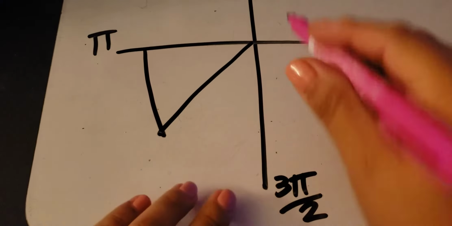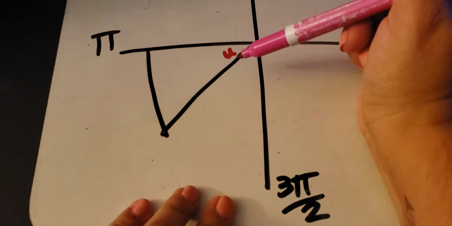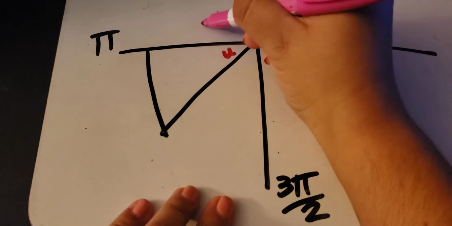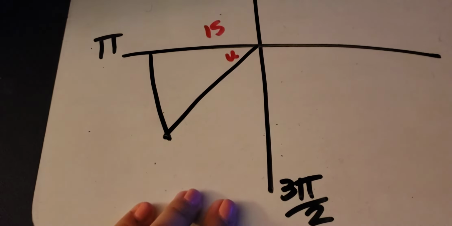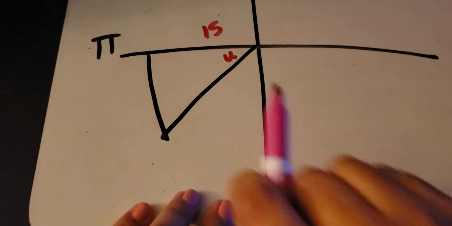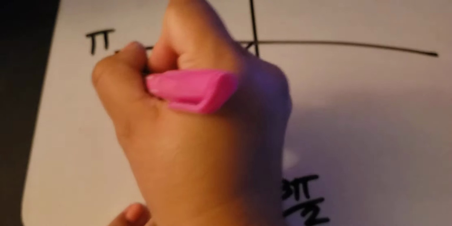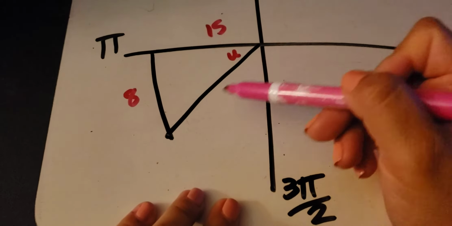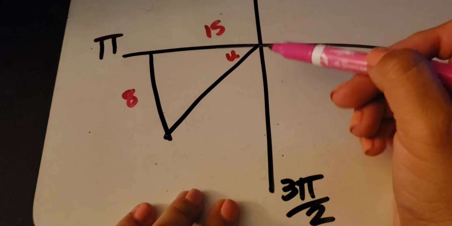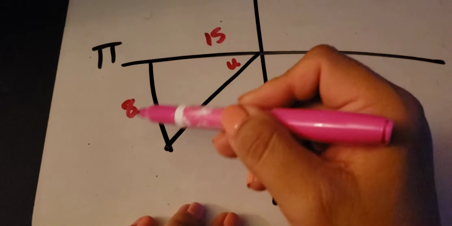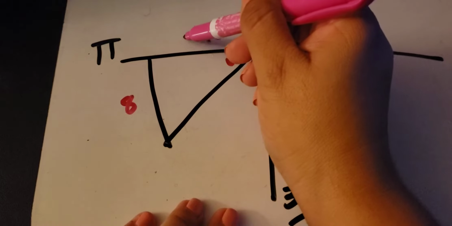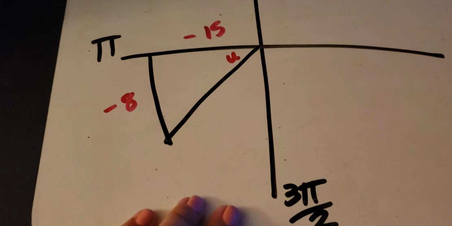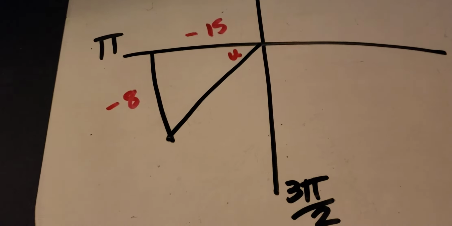So based on tangent, we know that here's angle u, and of course, adjacent to angle u would be 15. And opposite of angle u would be 8. And then we're going to have to figure out the hypotenuse, okay? And just a quick thing, because we are in the third quadrant, 15 and 8 are actually negative, okay? Won't make too much of a difference here, but still you should know that, okay?